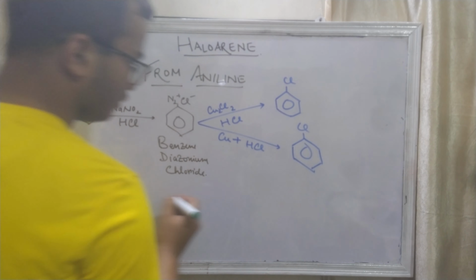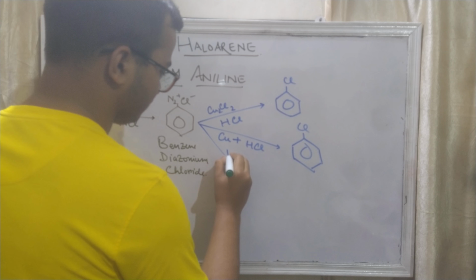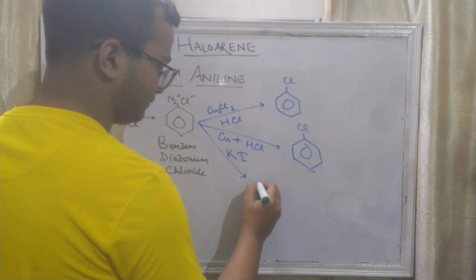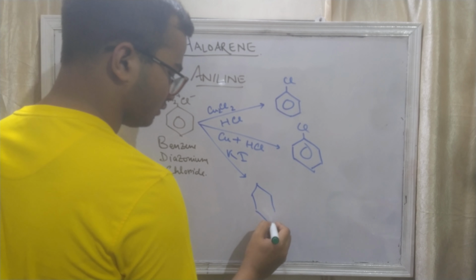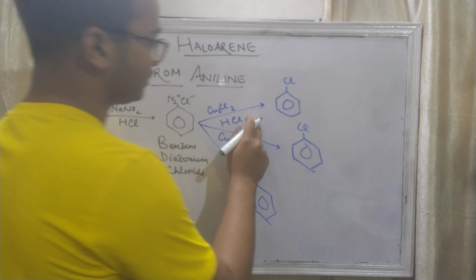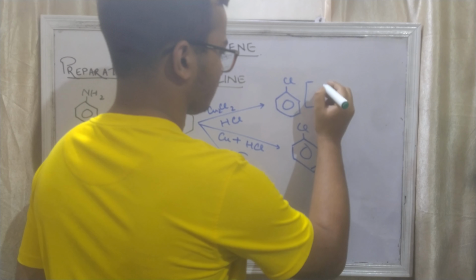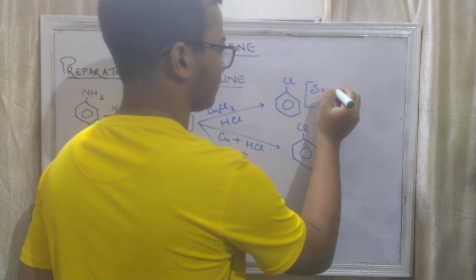Okay, when you treat it with KI, it is called iodobenzene. Okay. Now for this, when you are treating with Cu2Cl2, it is called the Sandmeyer reaction.